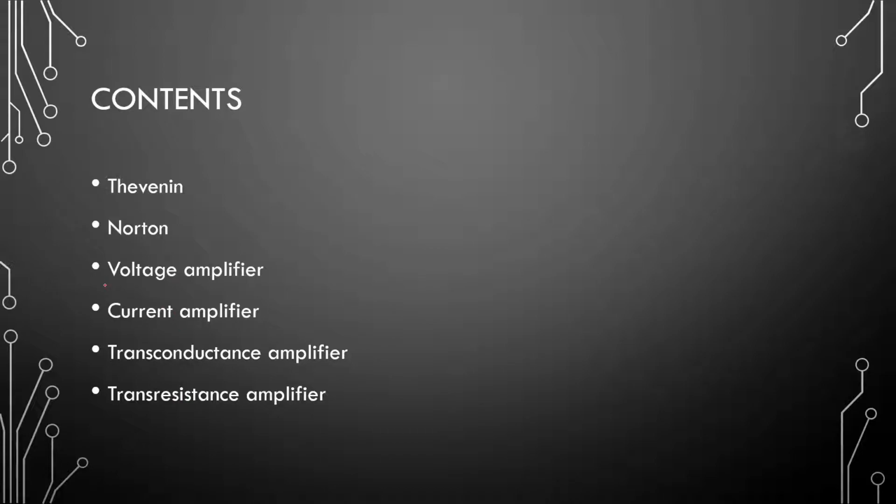Okay, so we're first going to look at Thevenin a little bit and Norton, and then the four amplifier types. Most people will be familiar and comfortable with the voltage amplifier and how we load a voltage amplifier, but what happens when we have current amplifiers, transconductance amplifiers, or transresistance amplifiers?